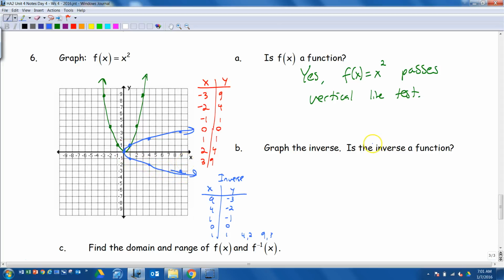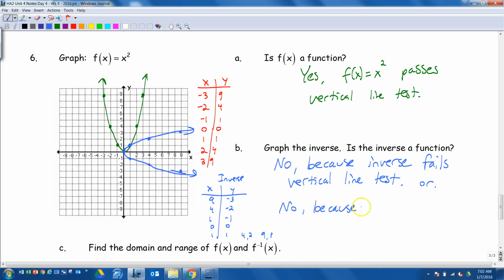So we graphed it. Is the inverse a function? Now there's two ways you can tell me why it is not. You could either say no, it's not, because the inverse, the thing we just graphed, fails the vertical line test. Remember, the vertical line test tells you if that thing itself is a function. Or you can say no, because the original, the green one, fails the horizontal line test. Either one works.